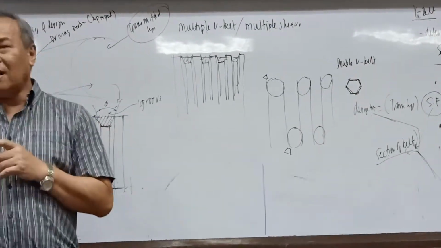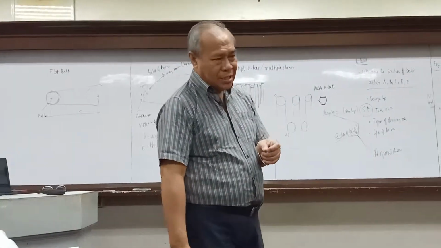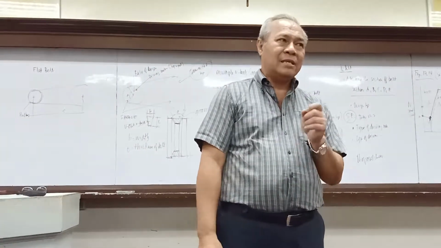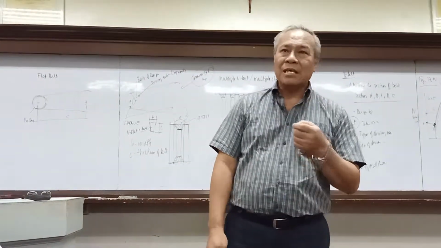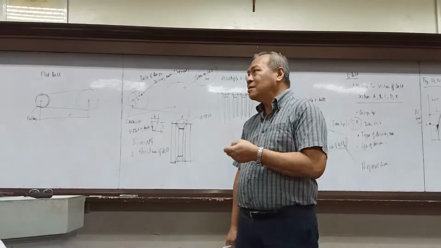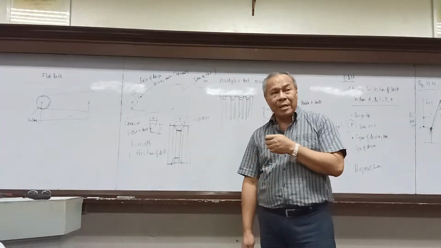You cannot use all of this equation without determining the section of the belt. So it's very, very important for us to determine first the section of the belt. Now, after you have determined the section of the belt, the next thing that you need to do now is to compute for the rated horsepower per belt or per strand.